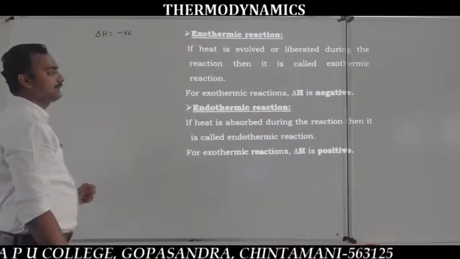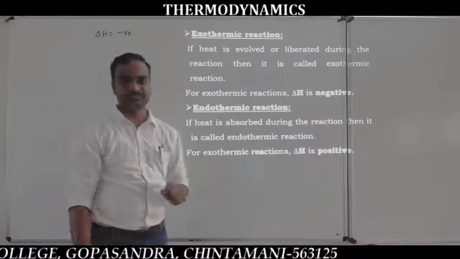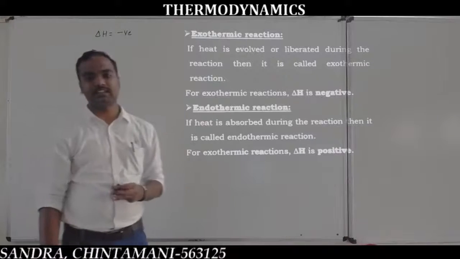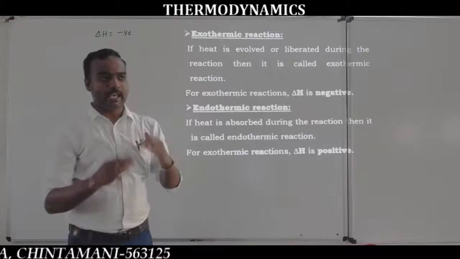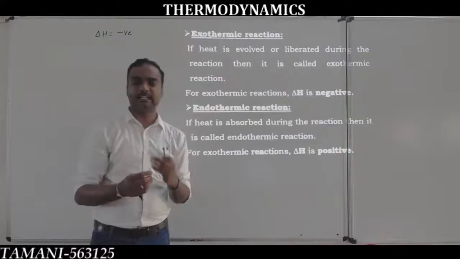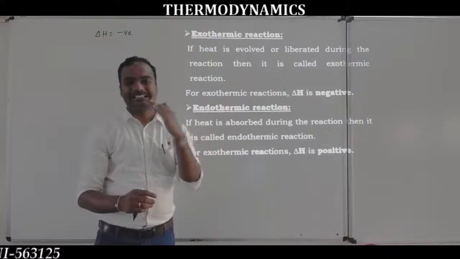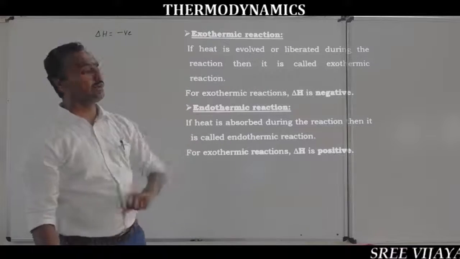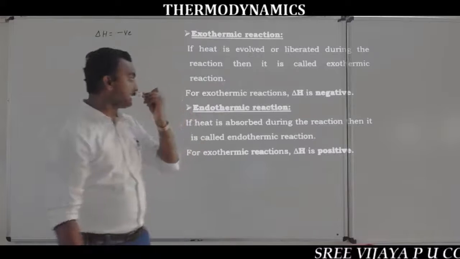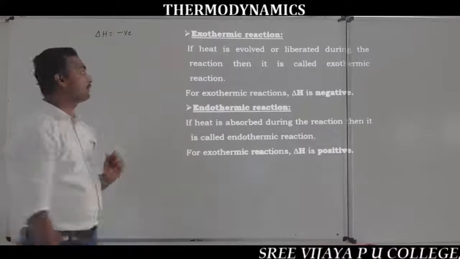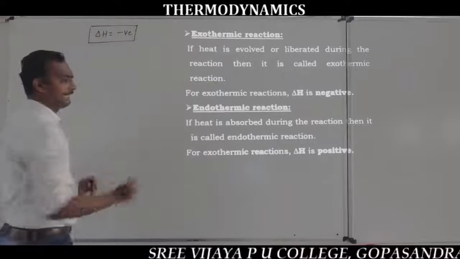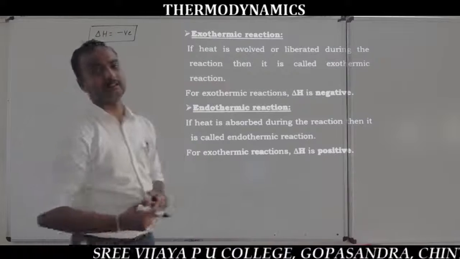So what is an exothermic and endothermic process? It is very important. We are already familiar with this concept, exothermic reaction and endothermic reaction. Exothermic: therm means heat, exo means out. Heat must be liberated or evolved during the reaction, then it is called an exothermic reaction. For an exothermic reaction, delta H is negative. Heat is being liberated.